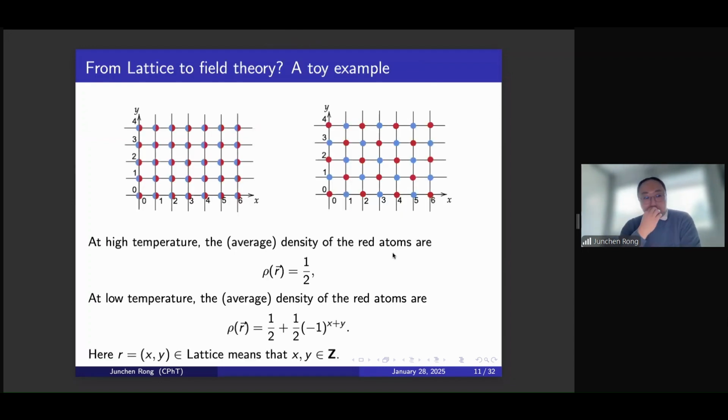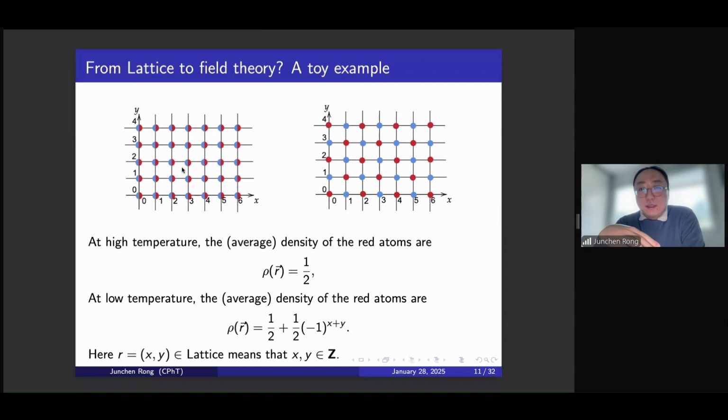But before that, I want to spend some time to explain how to get a field theory from the lattice, okay? So instead of considering the loop model, let's imagine considering some model which is much simpler. We have a two-dimensional plane, which is the surface of some material. We have some atoms, let's say red atoms and blue atoms. I won't tell you what they are. They are absorbed onto the surface.